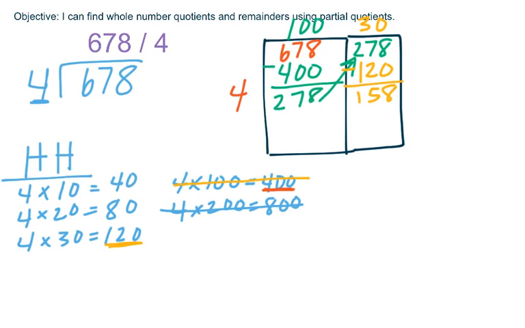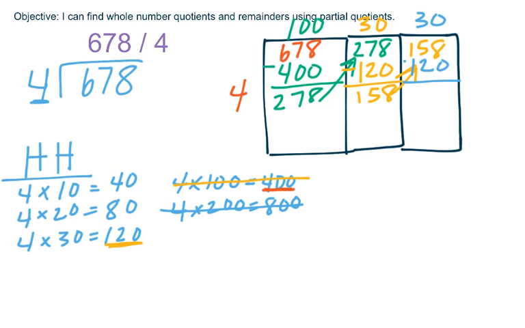Well, that remainder is way too big still. But I do notice that I can take another group of 120 out. So that's what I think I'm going to do. I'm going to make another box. I'm going to move my 158 up, because that's my remainder. And then I'm going to do 4 times 30 again, which gives me 120. And subtract. So, I'm down to 38.